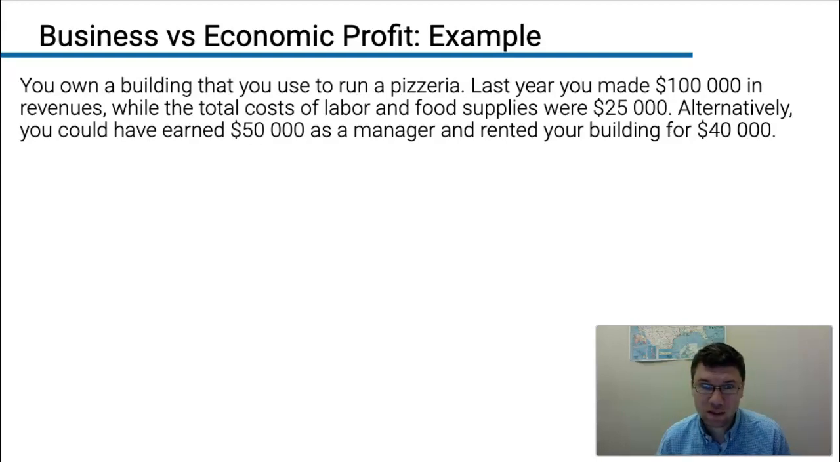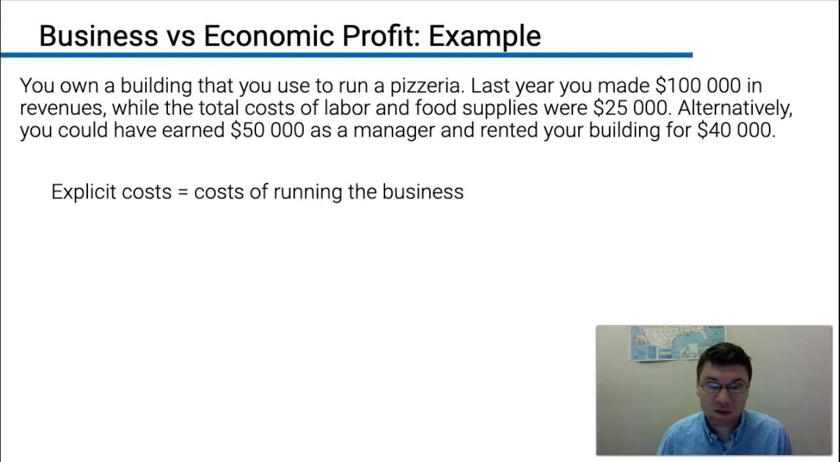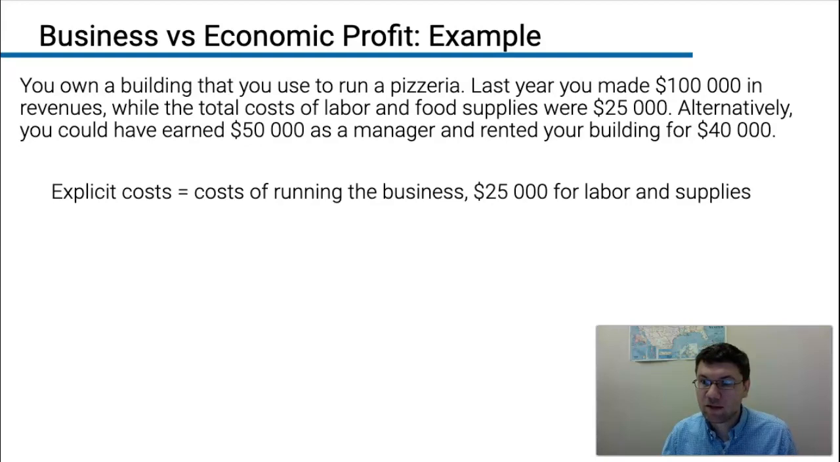So we need to discuss two sets of things: the distinction between explicit and implicit costs of running the business, and hence the distinction between the business and the economic profit. So first of all, explicit costs. If you just look exactly at what you have to pay to run your business, those costs are explicit out-of-pocket costs, and they will be taken into account when you calculate your end-of-the-year profits. So those costs would just be the $25,000 that you have to pay in labor and supplies.